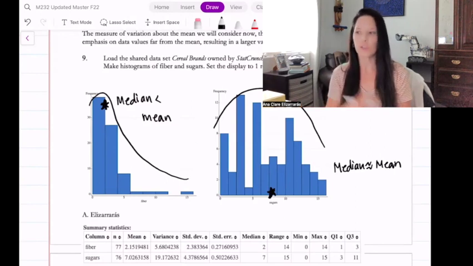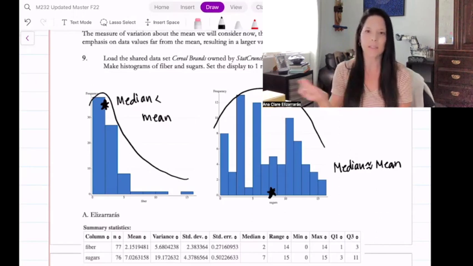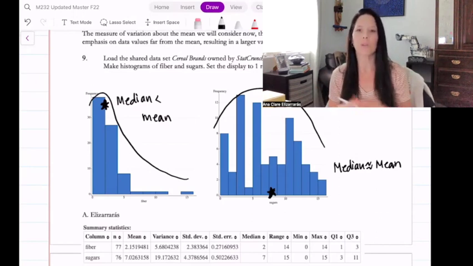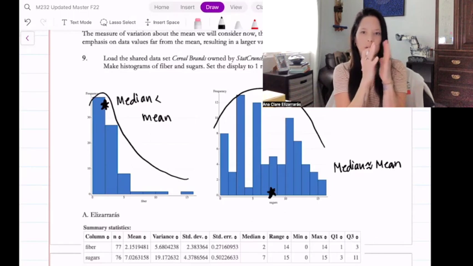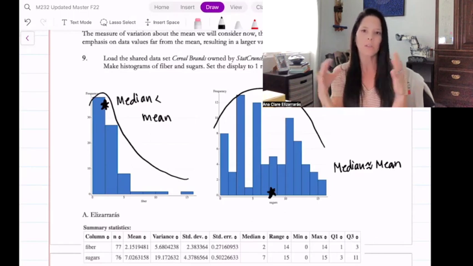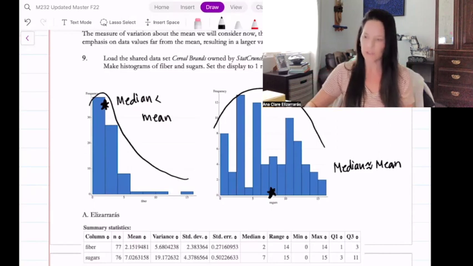The next question says, use StatCrunch to calculate the mean and median of each data set. And then it says, which of the 2 data sets is going to have a larger standard deviation, meaning which one is more spread out. And I think that sugars is more spread out than fiber. Fiber has all of their data really close together, except a few of those outlier data points. So I think sugar is going to have a larger standard deviation.